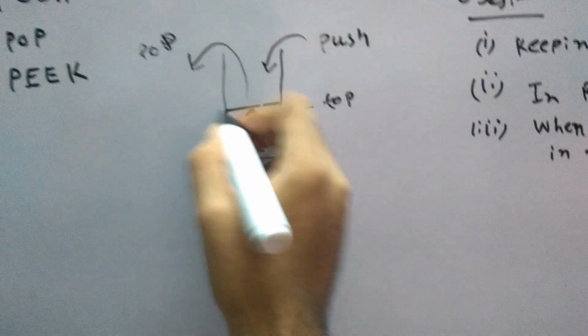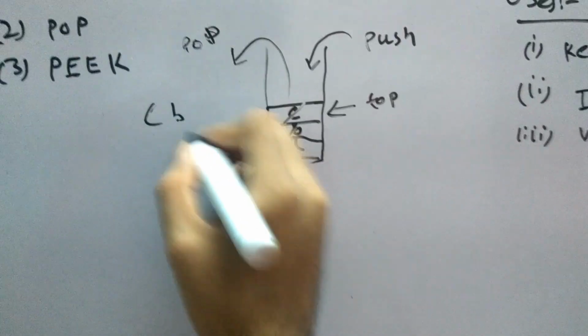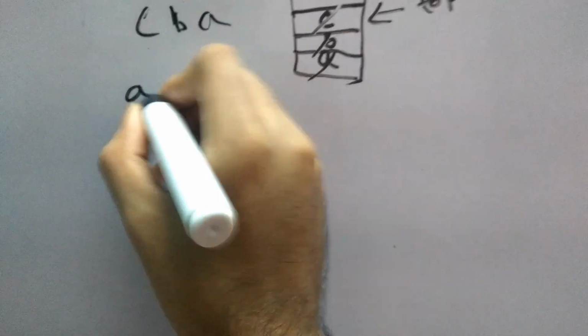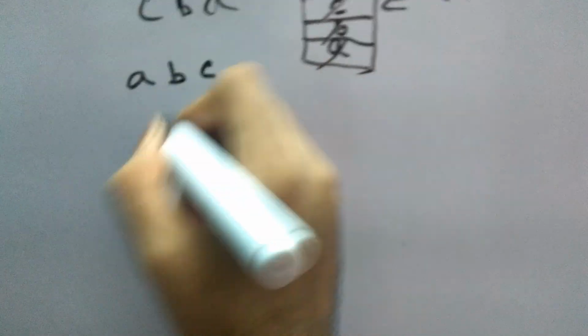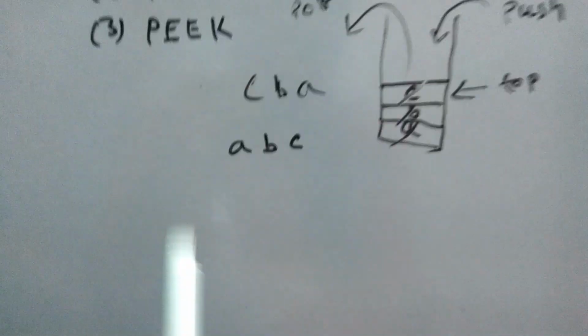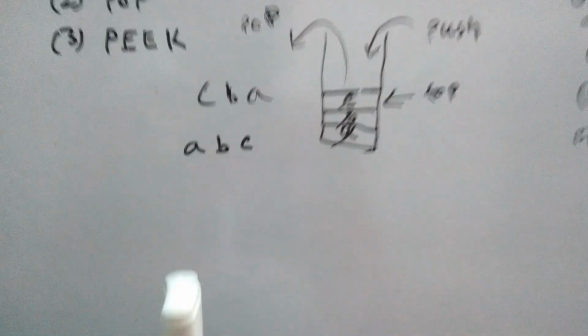When we pop it, we will get C. When we pop it, we will get B. When we pop it, we will get A. So notice one thing: while inserting, we inserted in the order A, B, C, and while popping we get C, B, A. So it's just the reverse. This is one key thing you have to keep in mind, which will be beneficial afterwards in this lecture.